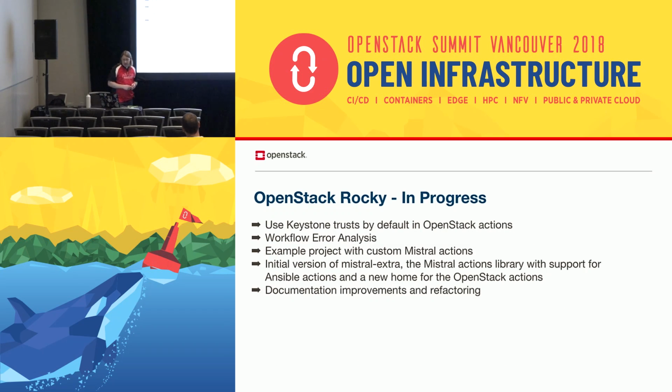All right, and some of the things that we've got in flight right now: switching to using Keystone trusts by default in the OpenStack actions. If you're not familiar with how Mistral does that, it has an action generator that goes and does an inspection of all of the APIs that we know about, and we create custom actions for them. So that way you don't have to write a new action.